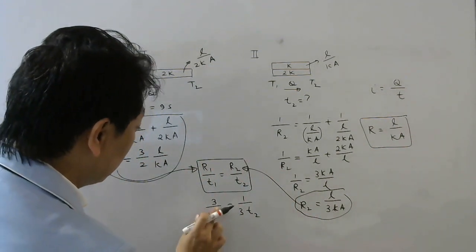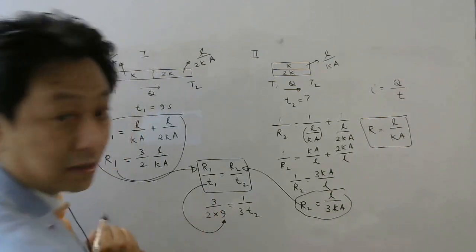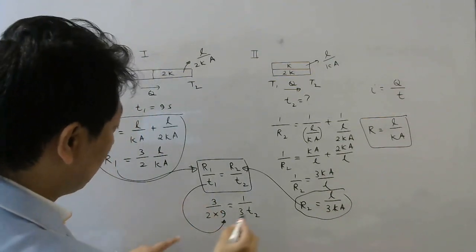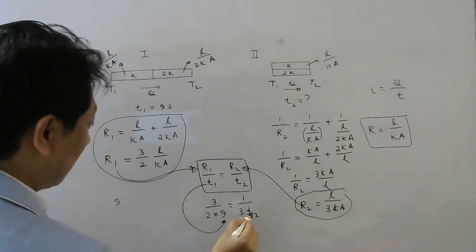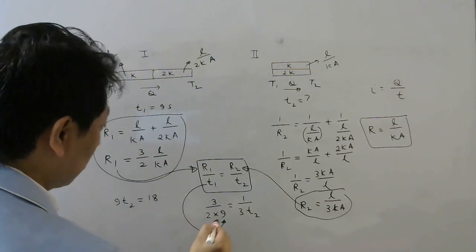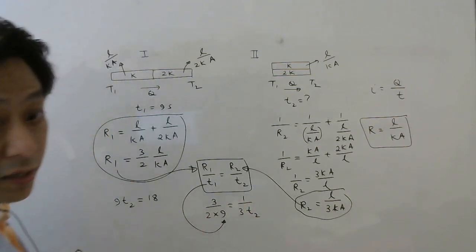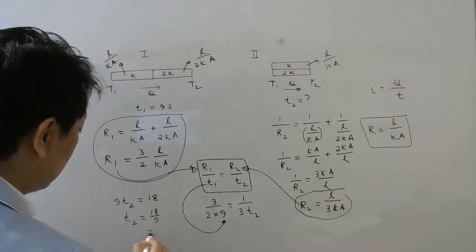So now they told you T1 in the first case is 9 seconds, right? T1 is 9 seconds, isn't it? So now if you cross multiply, what will be T2? Cross multiply, 3 times 3 is 9, then T2 equals 2 into 9 is 18. When you cross multiply with 1, it will be 18. So T2 will be 18 by 9, which will be 2 seconds.